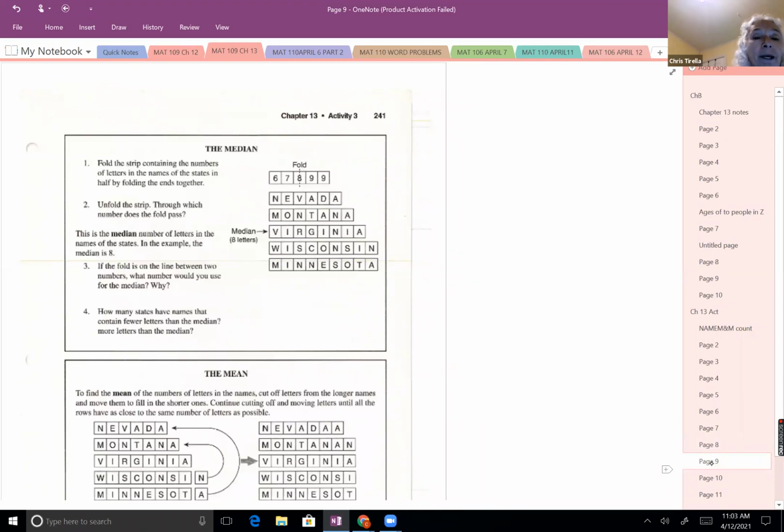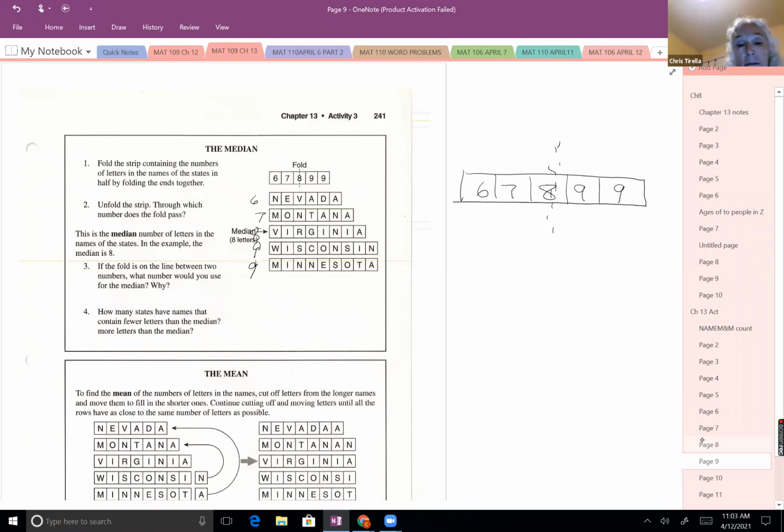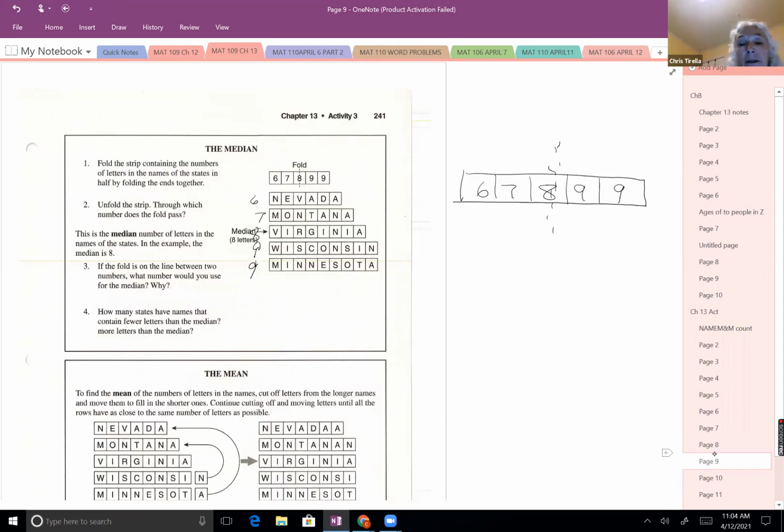Then for the median, they want you to take another strip. If we look at their examples, Nevada had 1, 2, 3, 4, 5, 6. Montana had 7. Virginia had 8. Wisconsin and Minnesota had 9. So to find the median, they want you to take another strip and fill in those numbers. We said the median was the middle value, and they want you to find the middle value by folding that in half. Again, you don't want to do it with these states, but rather with Arizona, Hawaii, Ohio, Maine, Oregon, Idaho, Texas, Louisiana, and Kentucky. And the median, again, is the middle of the list.